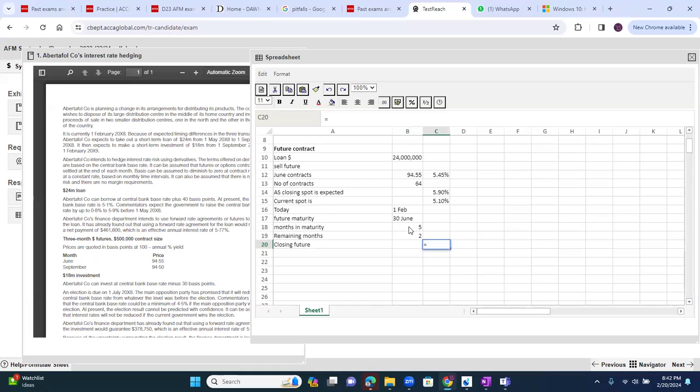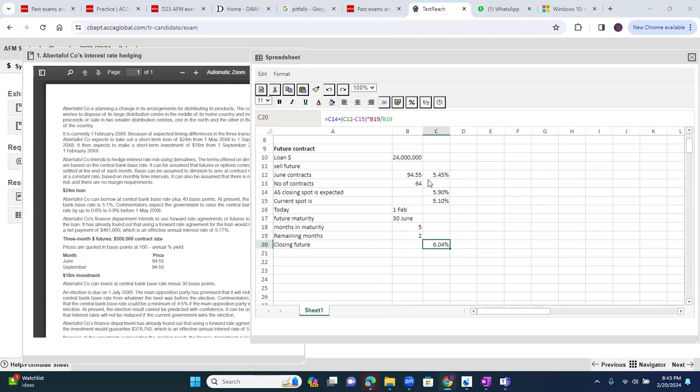Formula is closing spot plus bracket start opening future minus current spot into remaining months divided by total months. So that is 6.04. Please check. Yeah, it's correct. But I like doing the whole formula. These things you can easily forget. Please check, everyone.